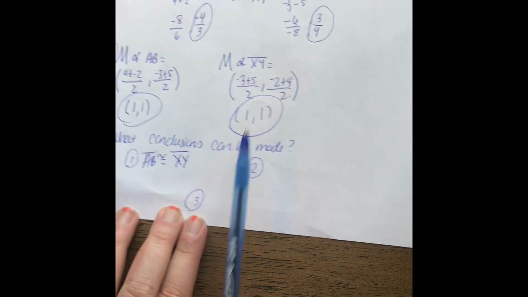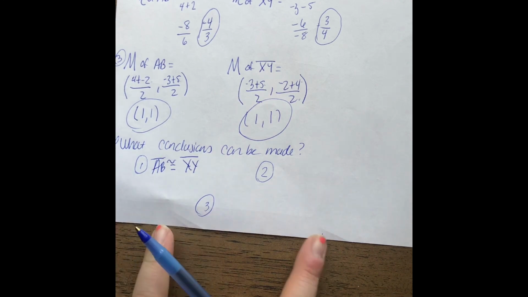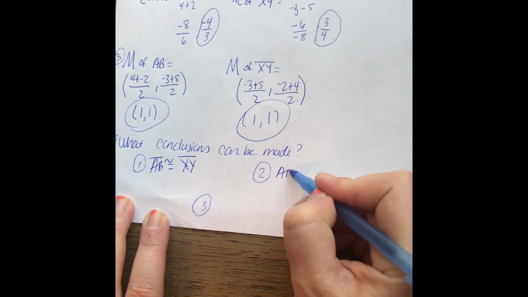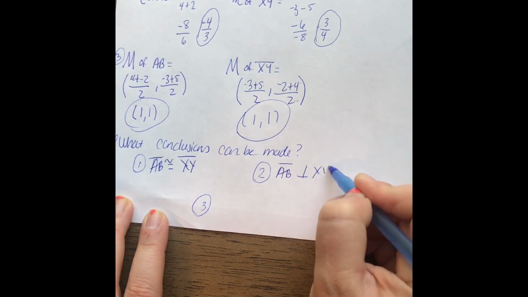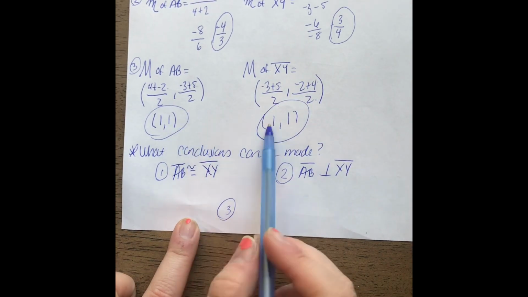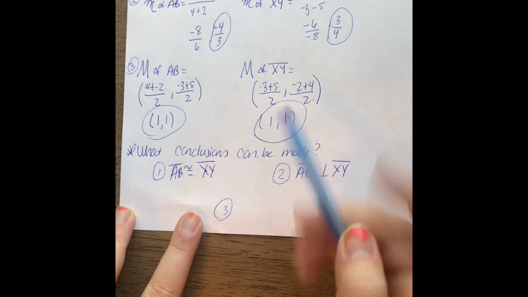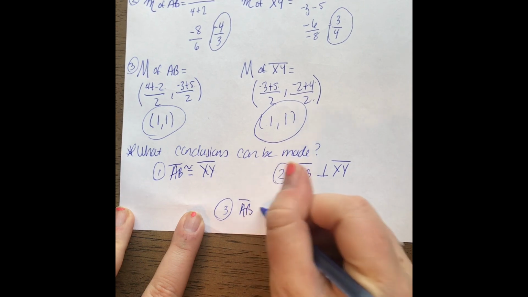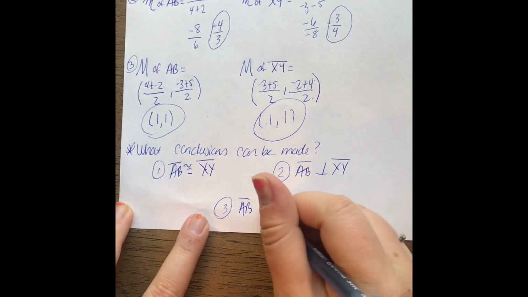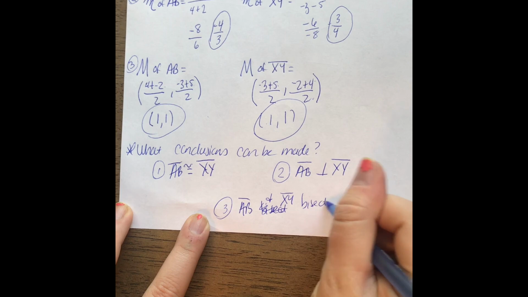Statement number 2, we talked about slope, so we either know that the lines are going to be parallel, perpendicular, or neither. Since these slopes are opposite reciprocals, we can say that line segment AB is perpendicular to line segment XY. And last but not least, since the midpoints are the same, we're either going to say that they bisect each other or they don't. Since the midpoints are the same, we're going to say AB and XY bisect each other.